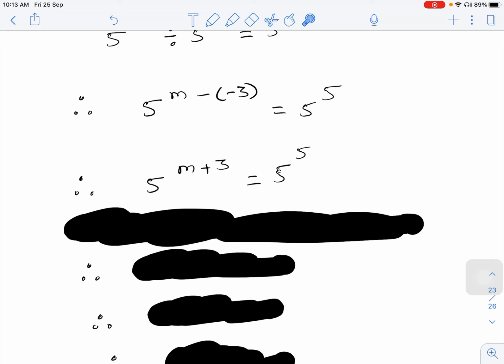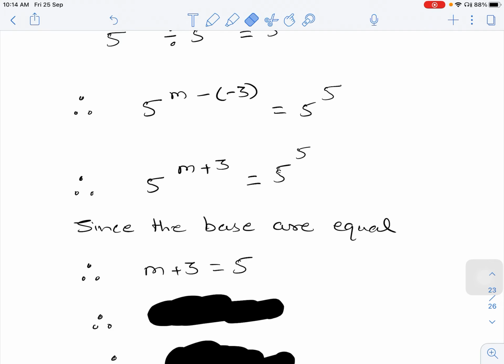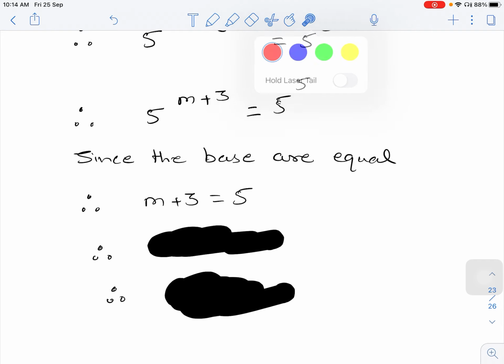Now look at both sides of this equal sign, here also only one term. That is, only one base with some power and one base with some power, and both the bases are equal. So when the bases are equal, we can write the powers directly equal to each other. So in the next step we will get, since the bases are equal, we directly write m plus 3 equals 5. Okay, so we get here m plus 3 equals 5.